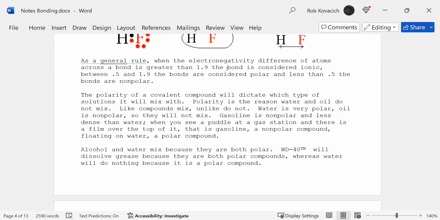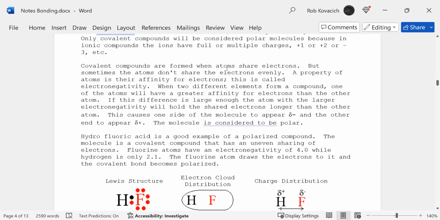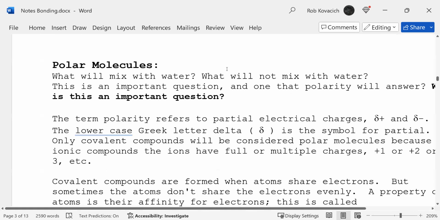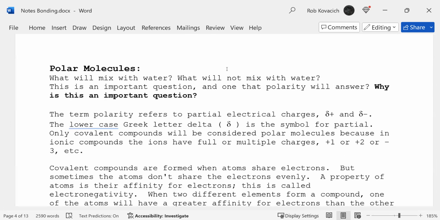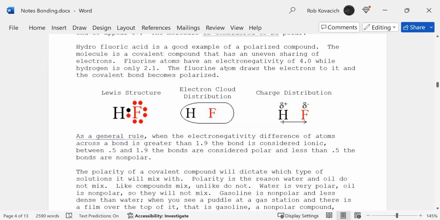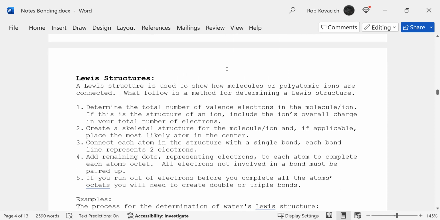So the question that we're trying to answer with this polarness is, will things mix with water? If they mix with water, then I know it's polar. If they don't mix with water, I know it's nonpolar. And whether it mixes with water is incredibly important because we're 70 to 80% water. So if I can mix things with water, I could get them into the body. If I can't mix things with water, then those things will not go into the body.